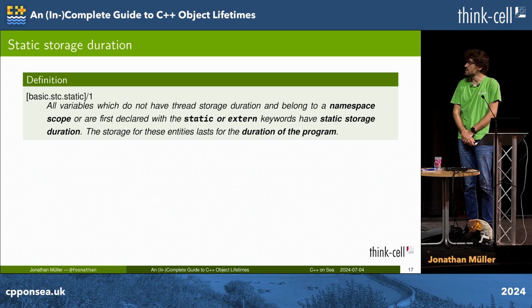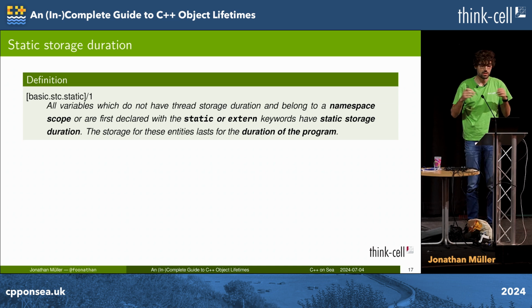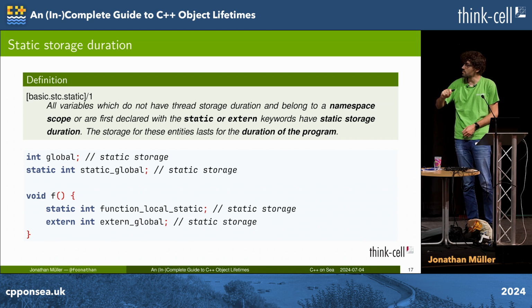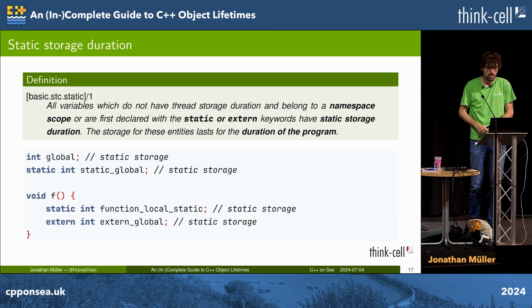Static storage duration is even simpler. Essentially, if you use static or extern, that storage lasts for the entire program. Here we've got a global, a static global, a function local static, and a local declaration of a global inside the function. All of those have static storage duration, which means that even before main starts, they have storage, and they will continue to have storage until main ends, right? So the storage is available throughout the entire program.